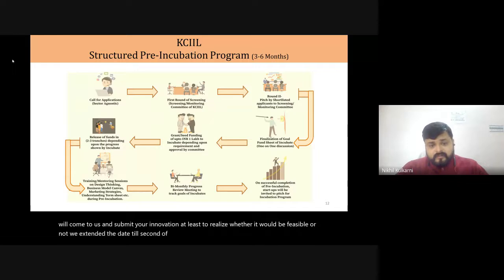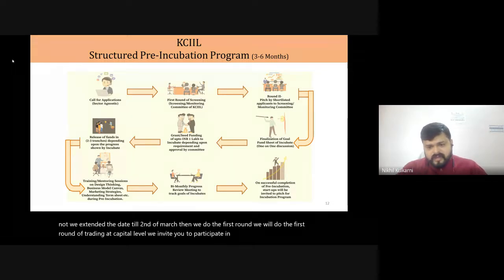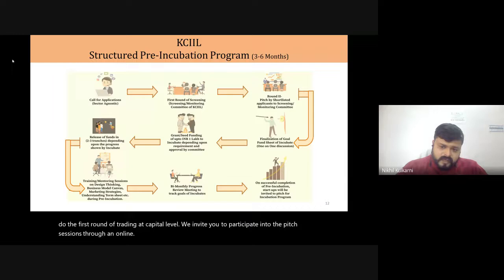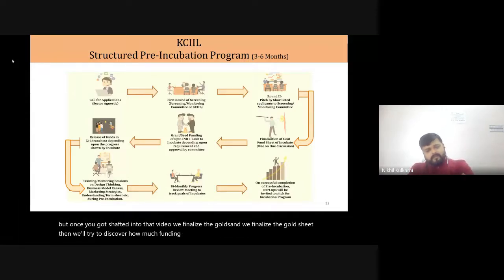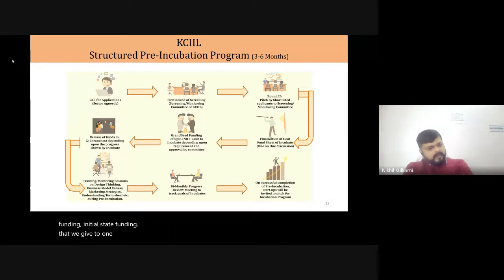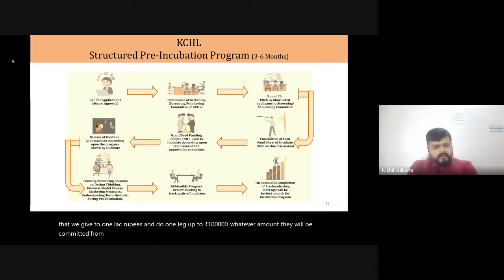Then we do the first round of screening at our committee level. We invite you to participate in the pitch sessions through an online meet. Once you are shortlisted, we finalize the goals and the goal fund sheet. Then we try to discover how much funding is required, and we give you initial seed funding of up to 1 lakh rupees. Whatever amount is committed from our end will not go as a single shot amount, but we will deliver it in 2 to 3 tranches.